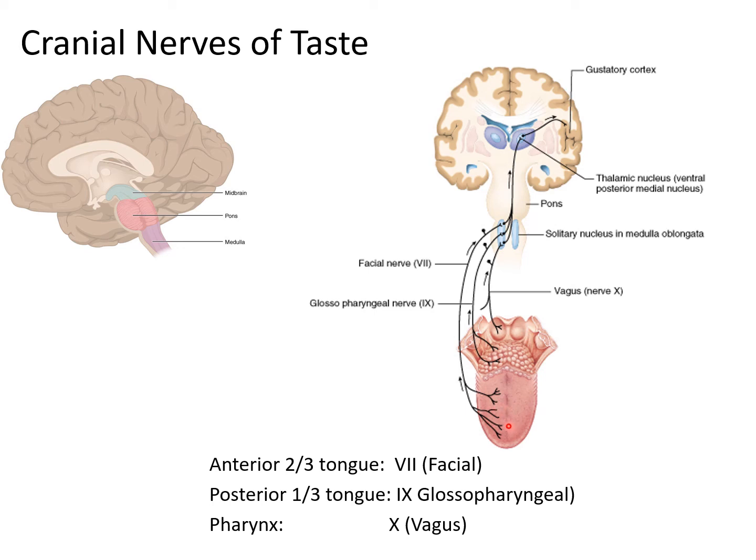And taste fibers from all these locations, fungiform and circumvallate papillae, pharynx, esophagus and epiglottis, are projected to the nucleus tractus solitarius in the medulla oblongata, which is the taste nucleus, and from there the fibers are projected to the thalamus and finally to the gustatory cortex.